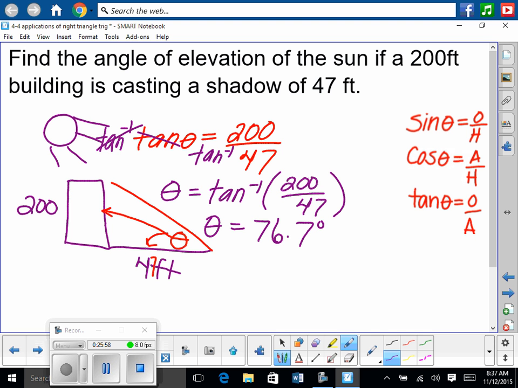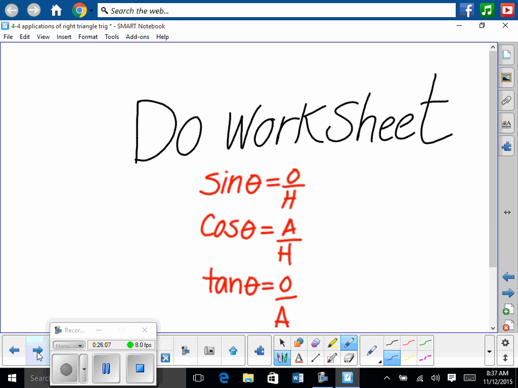Okay. Awesome. Do you guys feel comfortable to do those? If you need me to come and check your picture before you actually do the trig, I'm willing to do that. The pictures are drawn exactly how they're set. So draw them correctly. All right, so do the worksheet.